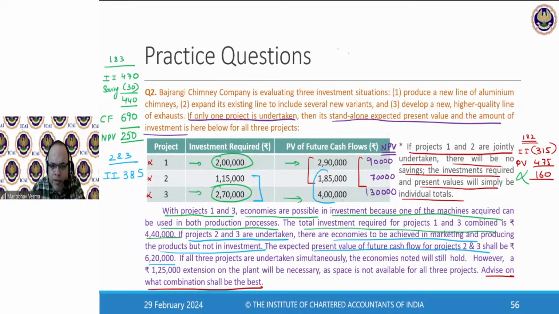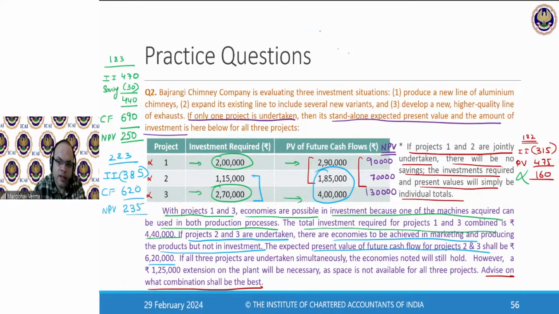Otherwise, 2 and 3 was giving me 585, but they're not talking about 585. Why? Because some expenses in marketing are definitely reduced here. So instead of 585, my cash flows are 620 here. So that means my NPV, if I do 2 and 3 both together, is 235.